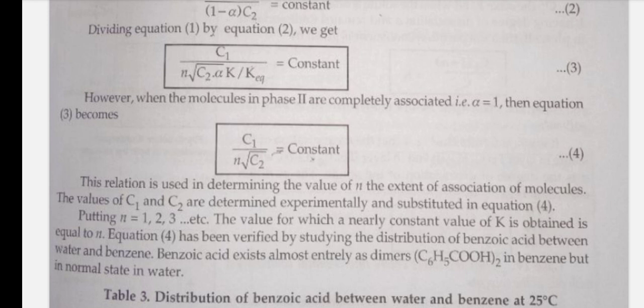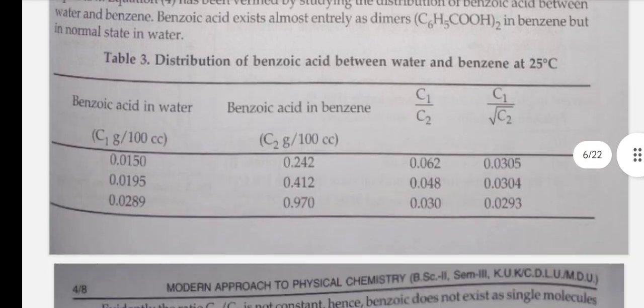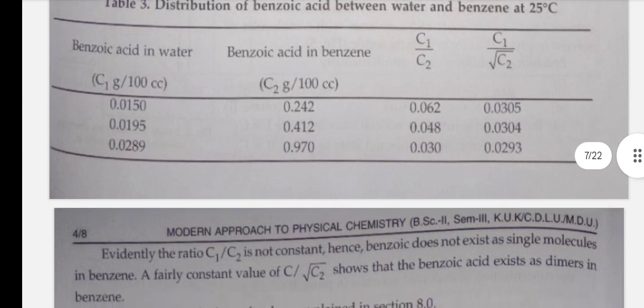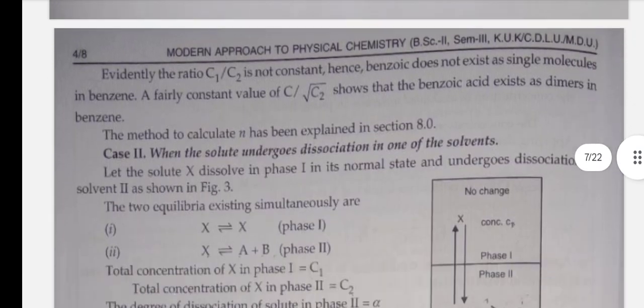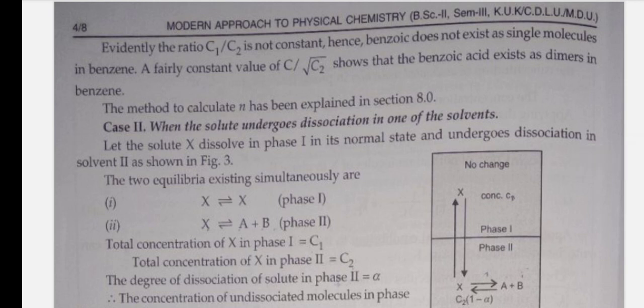Equation 4 has been verified by studying the distribution of benzoic acid between water and benzene. Benzoic acid exists almost entirely as dimers in benzene but in normal state in water. This is the table between benzoic acid and water. Evidently the ratio C1 upon C2 is not constant, hence benzoic acid does not exist as single molecules in benzene. A fairly constant value of C1 upon root C2 shows that the benzoic acid exists as dimers in benzene. The methods to calculate n have been explained in section 8.0.